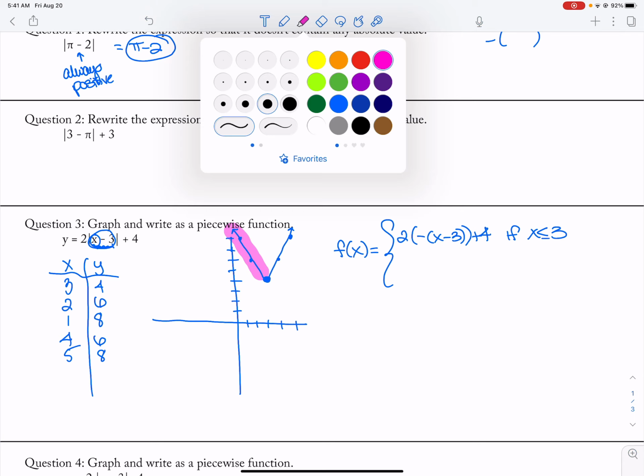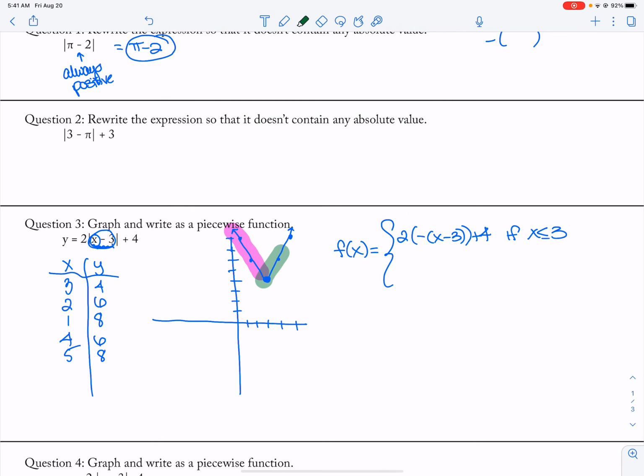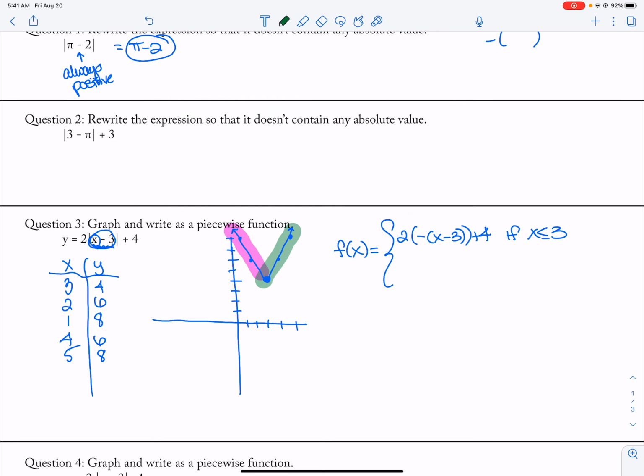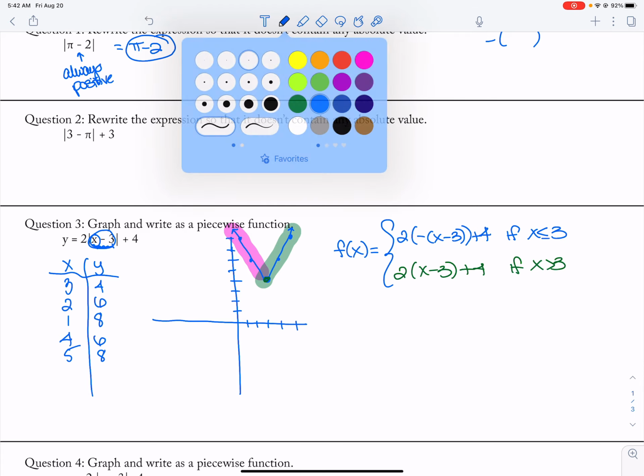Now I have bigger than 3. And remember, with bigger than 3, all the values of x that I'm plugging in are all greater than 3. So inside the absolute value, that'll always be positive. So I have 2 times x minus 3 plus 4 if x is bigger than 3. Now, where I put the equal bar doesn't matter. I could have put it with the top equation or with the bottom equation. You could have a different answer from somebody next to you because it depends on where you put the equal bar. You do have to put the equal bar, otherwise this vertex would be an open circle. So just pick one to put the equal bar underneath.